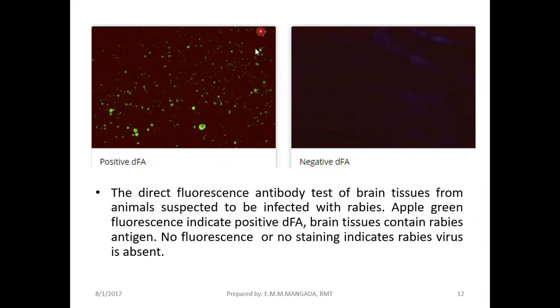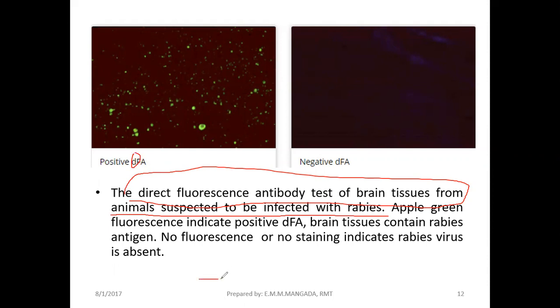Okay? So guys, this is actually the direct fluorescence antibody test of brain tissue from animals that is suspected of infection with rabies. So how is this done? Since this is a direct technique, they used an antibody to detect the presence of these rabies antigens in the brain tissue. So, we have here a slide, and fixed on the slide is a brain tissue. This is just an example, for the sake of illustration.